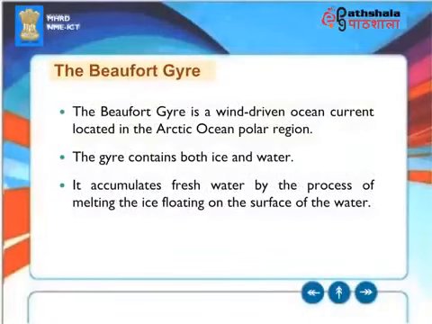The Beaufort Gyre. The Beaufort Gyre is a wind-driven ocean current located in the Arctic Ocean polar region. The gyre contains both ice and water. It accumulates fresh water by the process of melting the ice floating on the surface of the water.